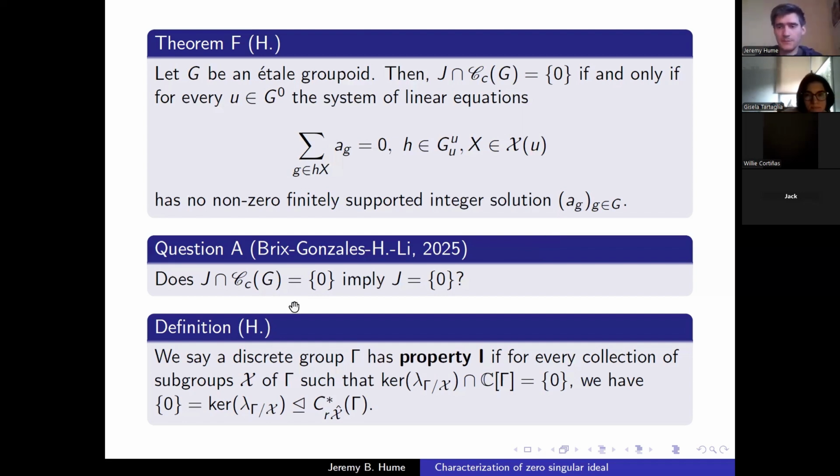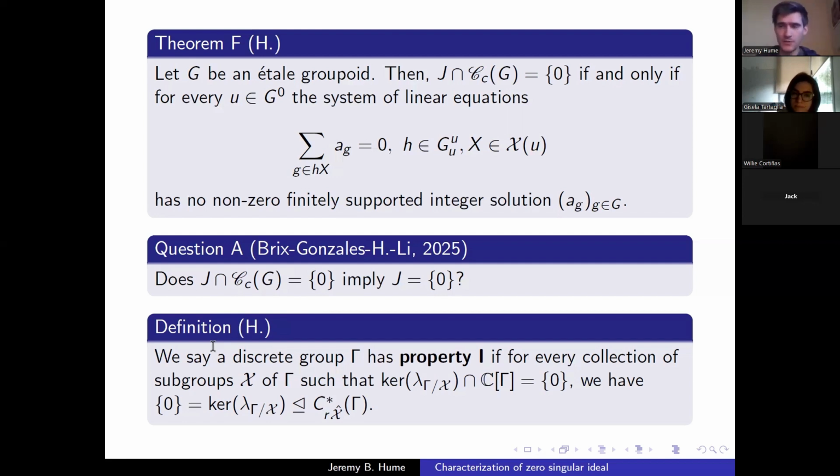Given that there's this nice characterization when the singular ideal intersect this convolution algebra is zero, you can ask whether that being zero actually implies that the singular ideal is zero. Because if it did, then you would have a really nice algebraic characterization for when the singular ideal vanishes. I study this question a bit in my paper, and I show it's equivalent to a property about group C-star algebras.